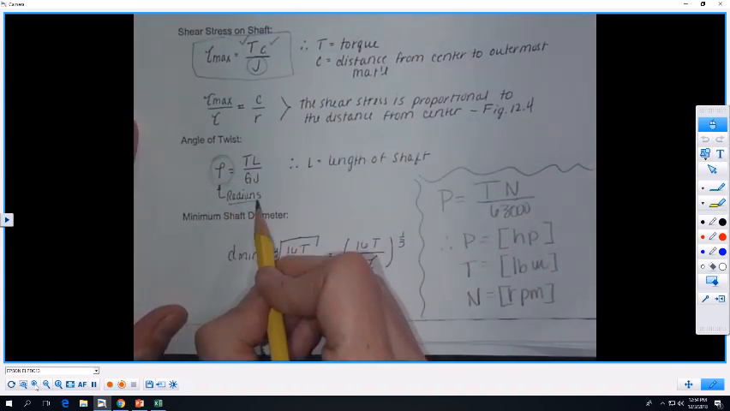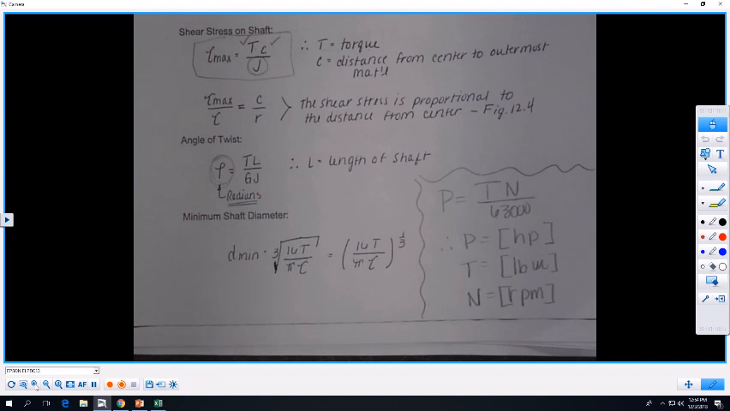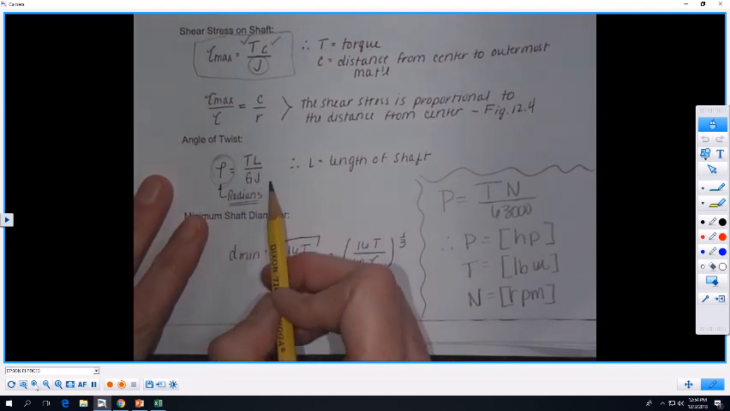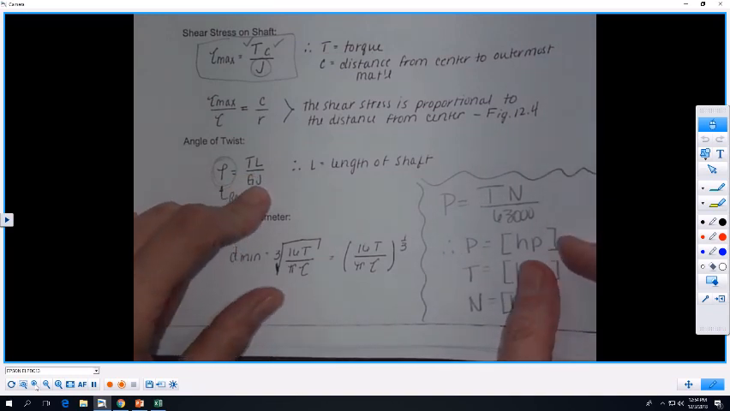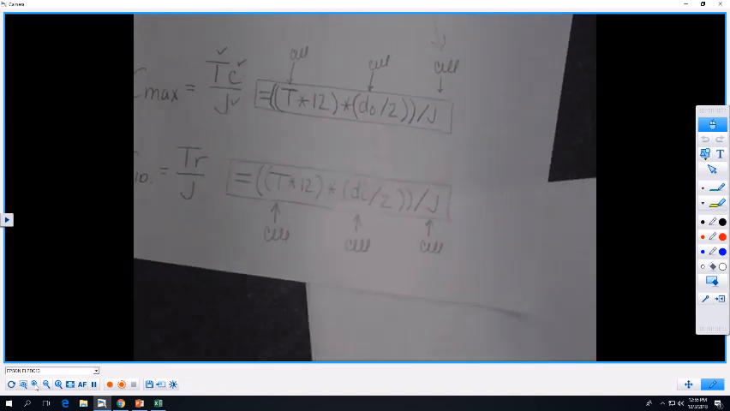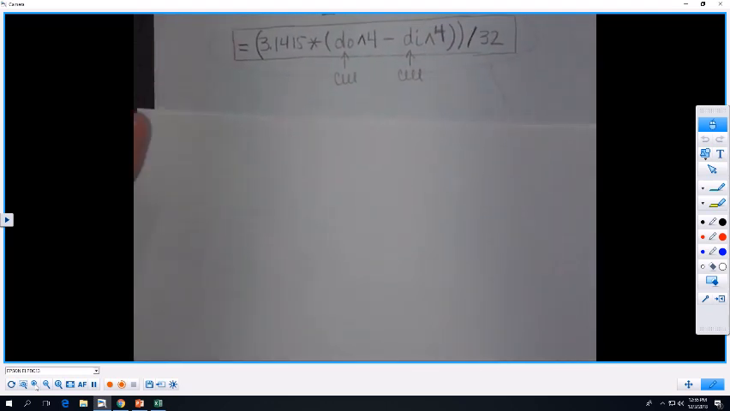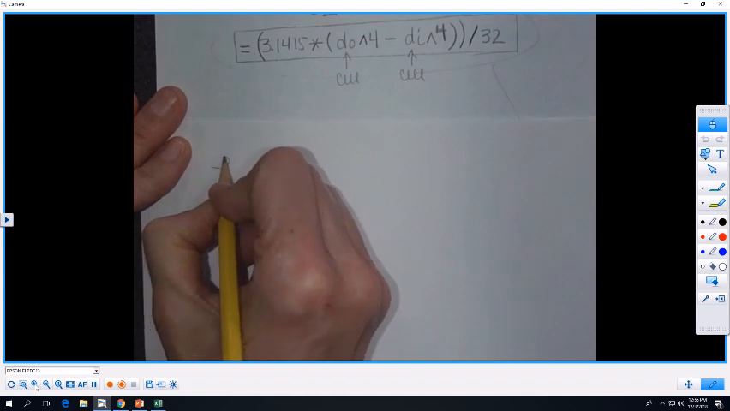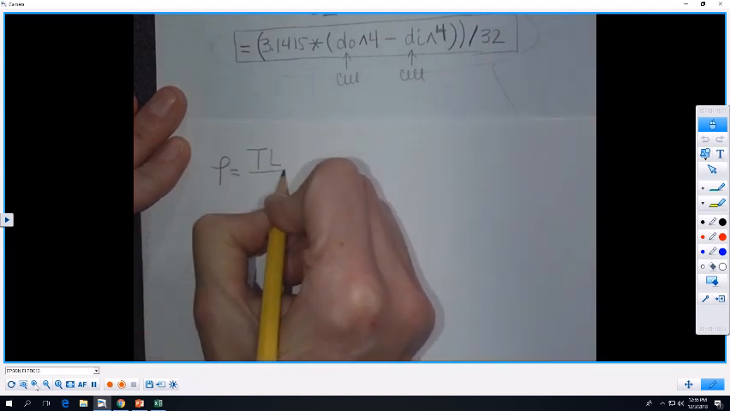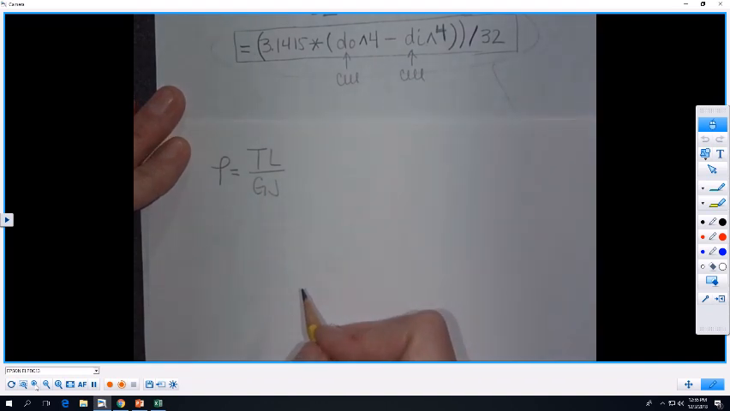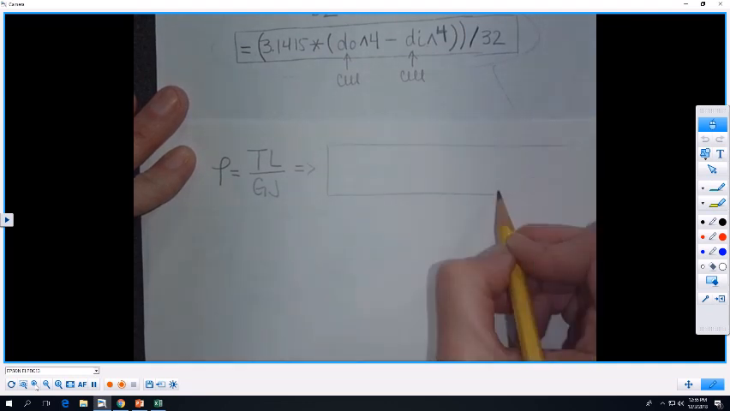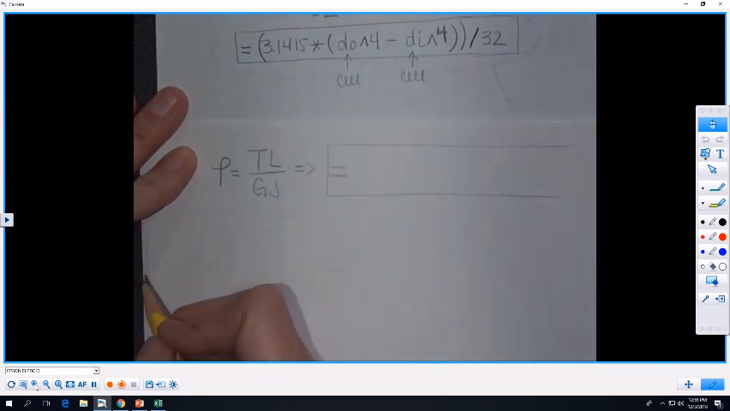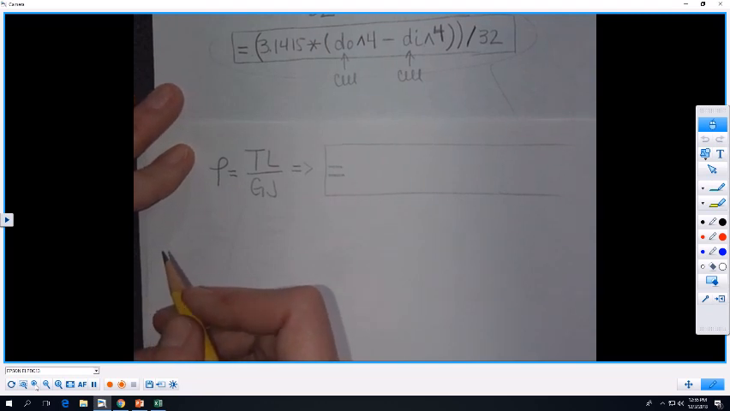Now, the thing that we need to remember is that this is in radians, okay? That's in radians when it comes out of this equation. So we then need to convert it to degrees. So let's first write this out as we see it. And I'm just going to start a new page. We know that our angle of twist is going to be equal to TL over GJ. So in my cell designation, okay, I'm going to start with that equal sign to get me in that function or that formula mode.